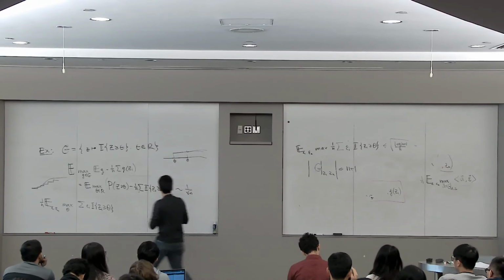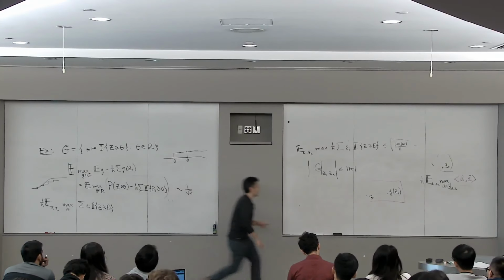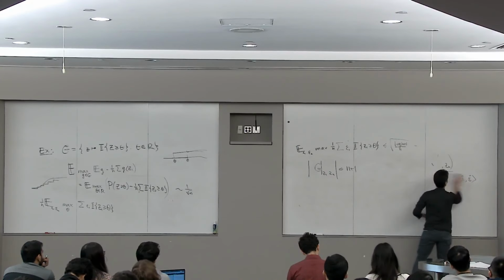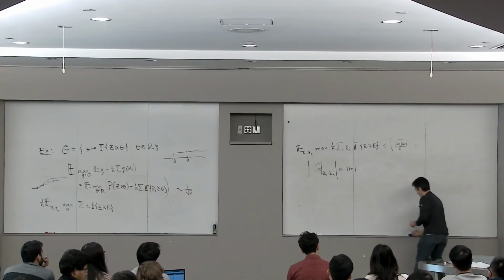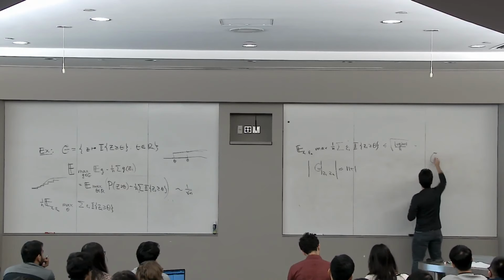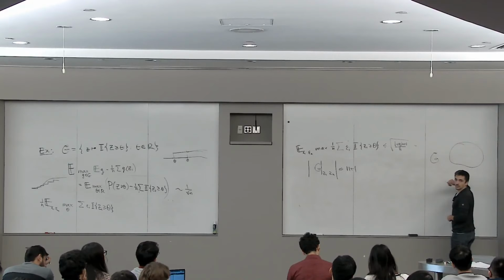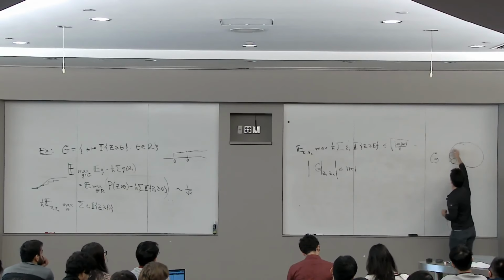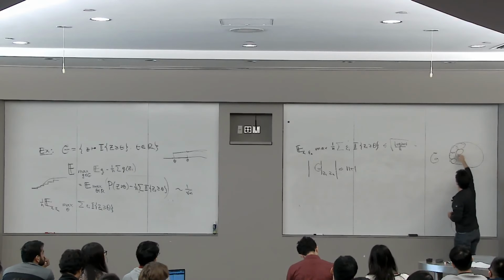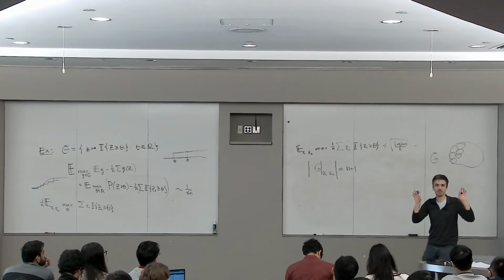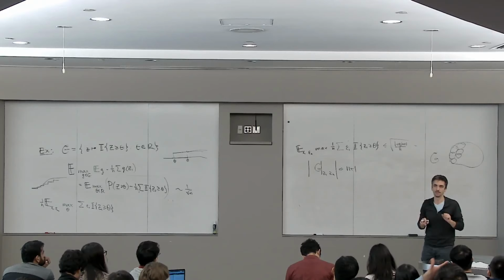So if someone tells you, here is my class of function G, think of it like that, and I'm gonna try to cover this class G with balls, and that's how many really distinct functions there are.